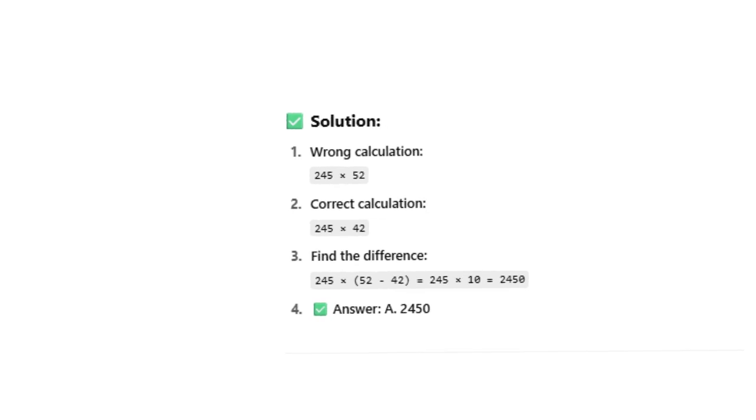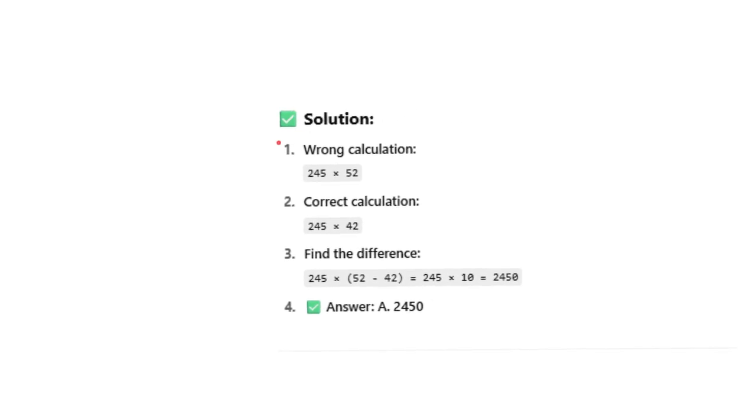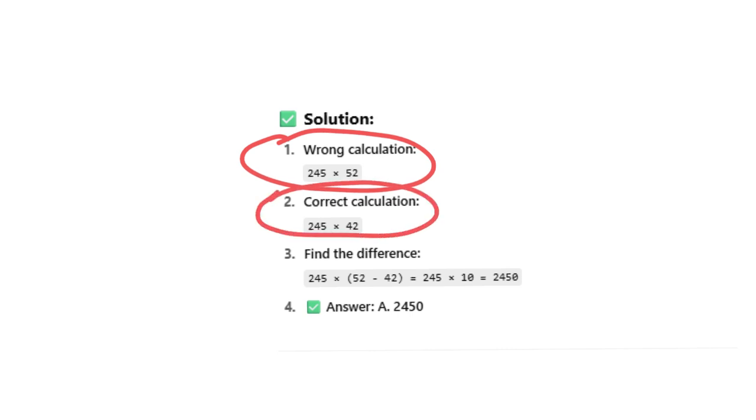So here is the answer. The wrong calculation is 245 multiplied by 52. The correct calculation he was supposed to do is 245 multiplied by 42. So how much the first answer is greater than the second is 245 multiplied by 52 minus 42. So 245 multiplied by 10 is 2450. So the correct answer is A, 2450.